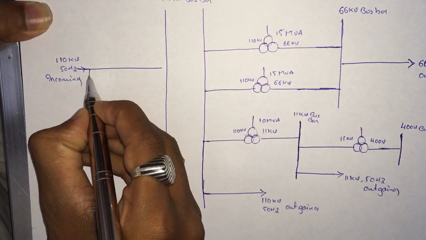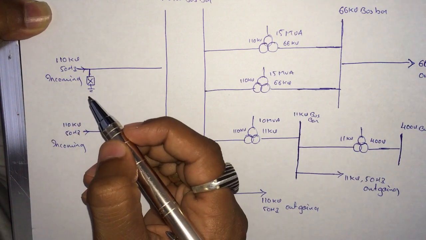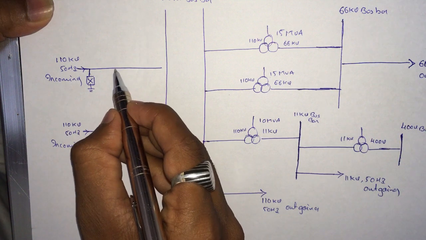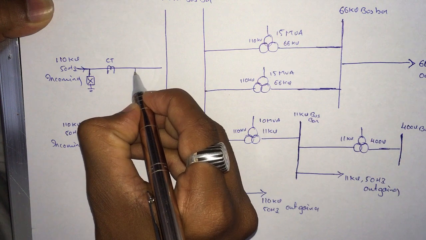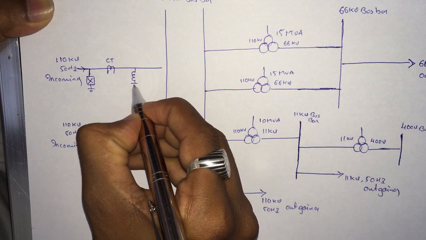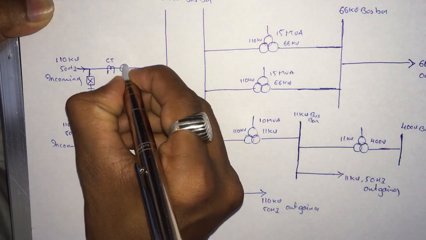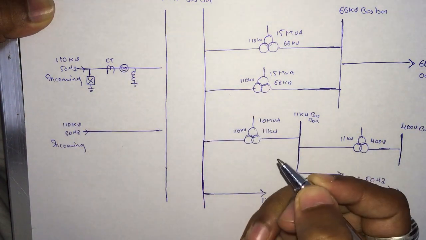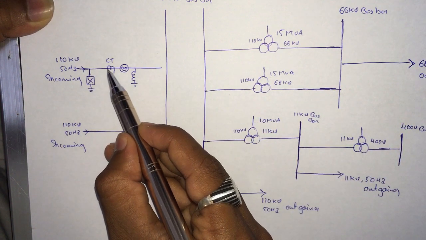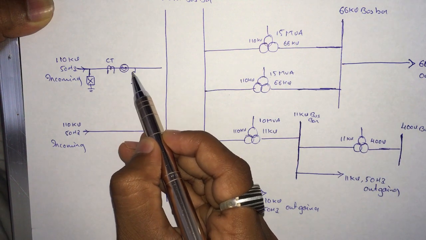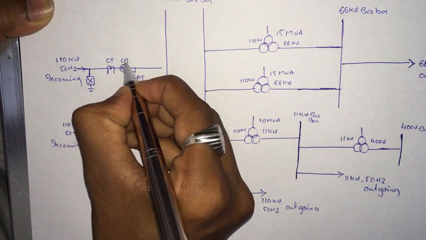Okay, the first component is lightning arrestor. After that CT, remember. After that PT. In between CT and PT we'll be having a circuit breaker, a smiley, you can see. First component is lightning arrestor, second component is CT, third, and after that PT. In between CT and PT we'll be having a circuit breaker CB.